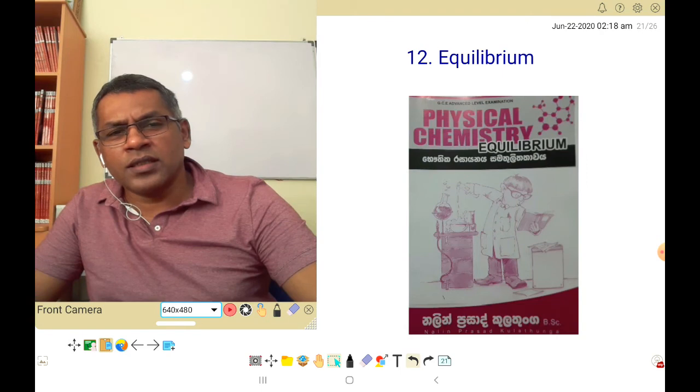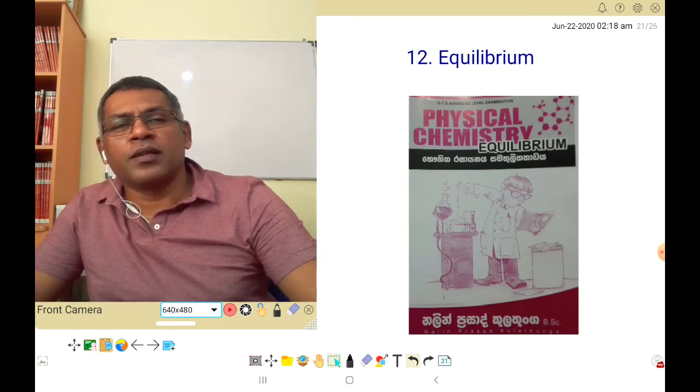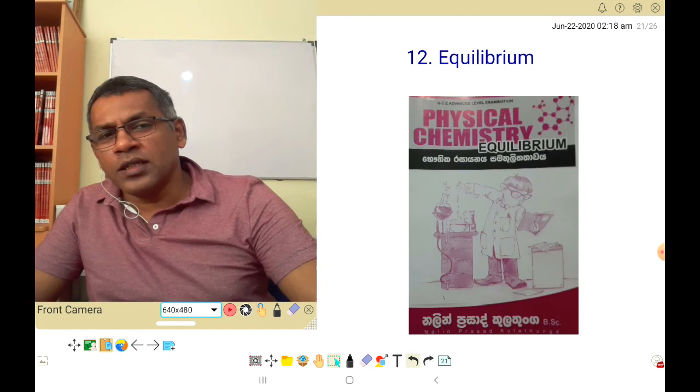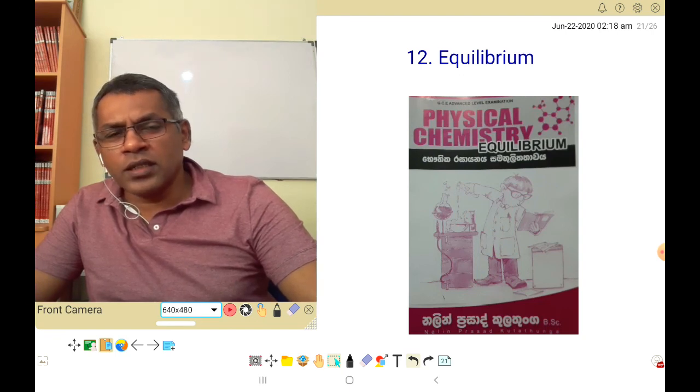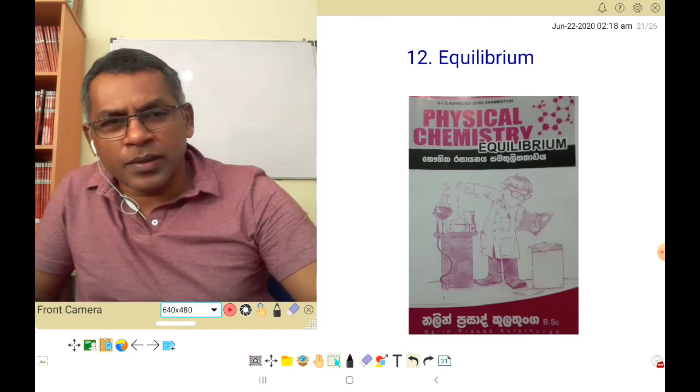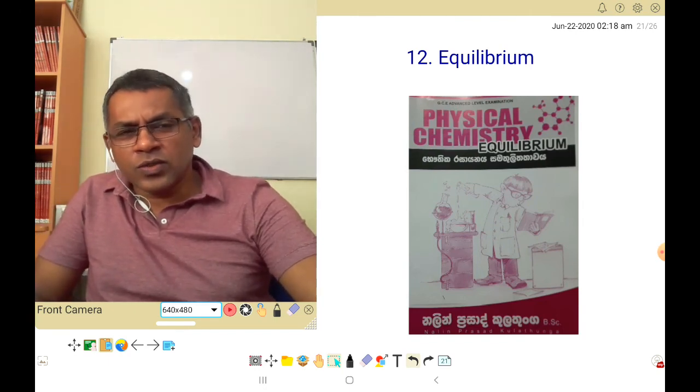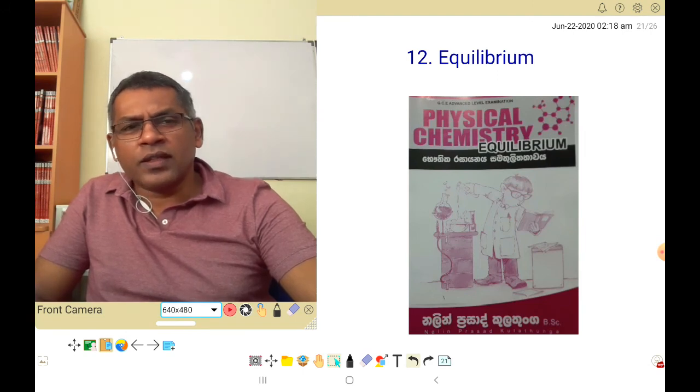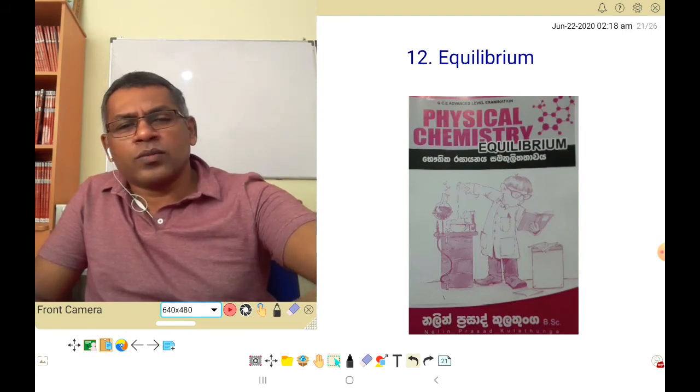So reactions taking place in either direction come to a certain state that is called equilibrium. In the equilibrium state, the forward reaction and the backward reaction take place at the same rate. So that is the state of equilibrium. So there is a new section for you, and that is very interesting, I am sure.